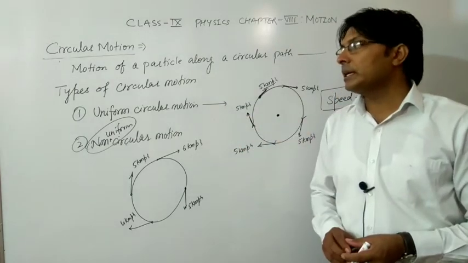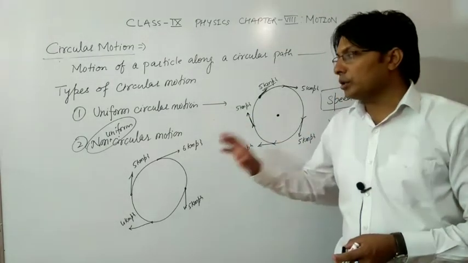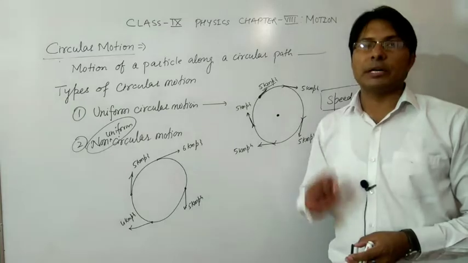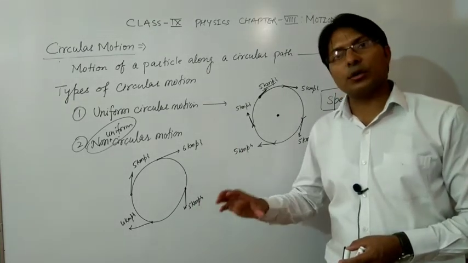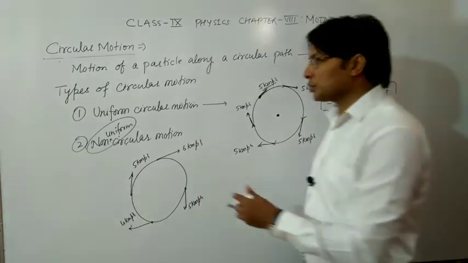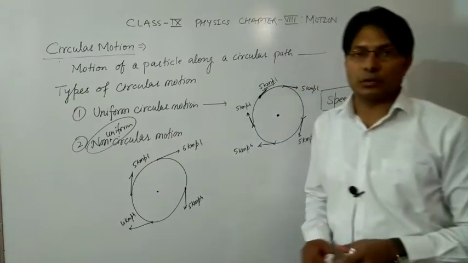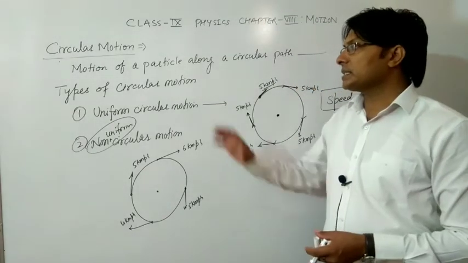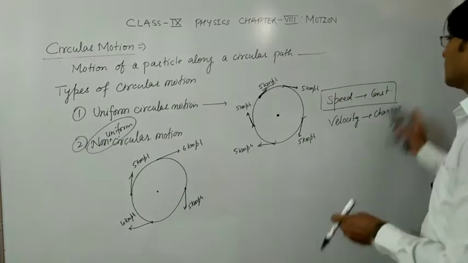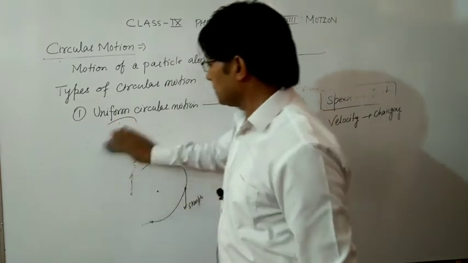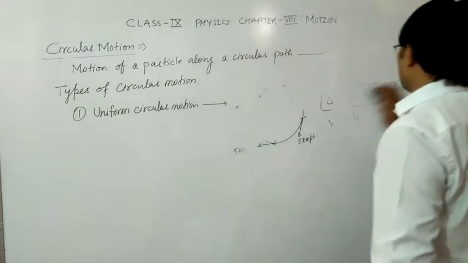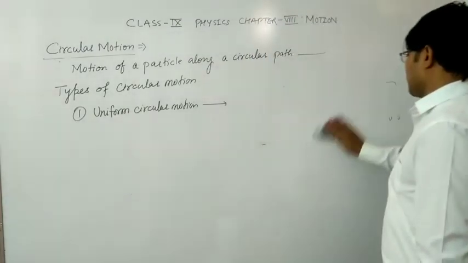So how will you define non-uniform circular motion? In non-uniform circular motion, the direction as well as the speed of the particle keeps on changing at each and every point. Such motion is said to be non-uniform circular motion. Now let us discuss uniform circular motion in detail. Since uniform circular motion is in our syllabus, we are going to focus on uniform circular motion.